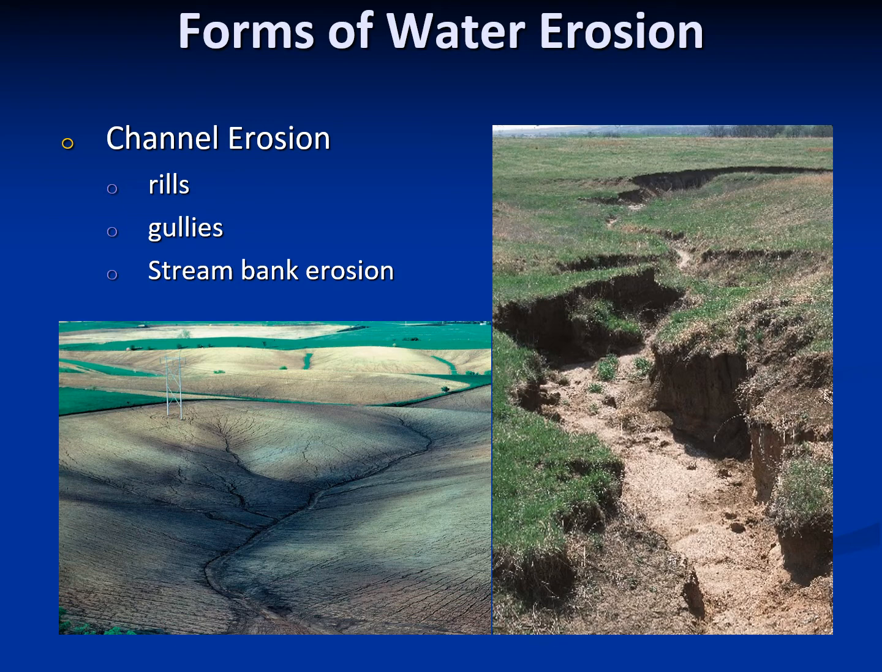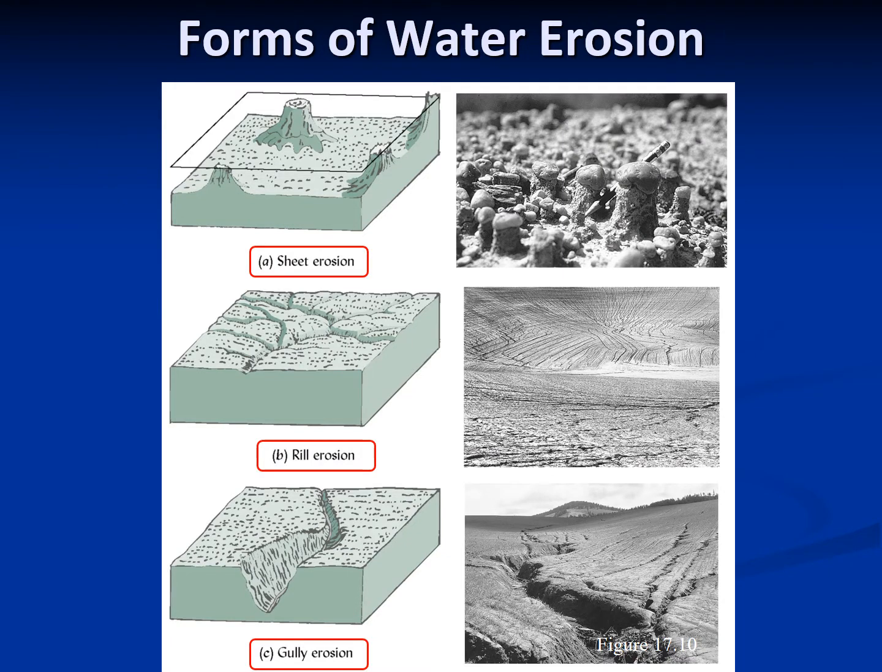A rill is decently small. You can see rills in the image on the left going down the hillside. They're usually about like a foot or less wide. Gullies are significantly larger, as shown in the picture on the right. Forms of water erosion include sheet erosion, which leaves behind these little pedestals shown in the top right. Rill erosion, which again leaves behind small channels about a foot or so wide.